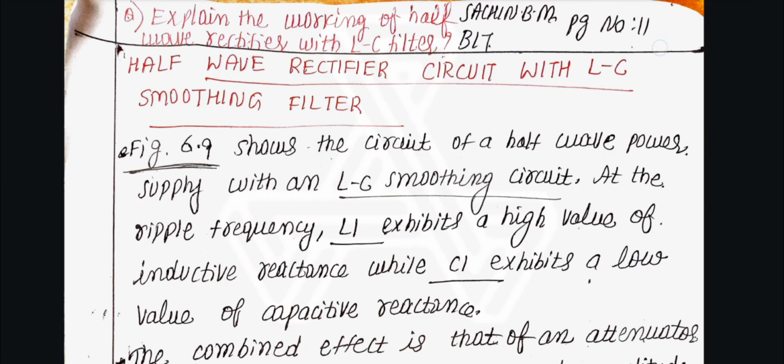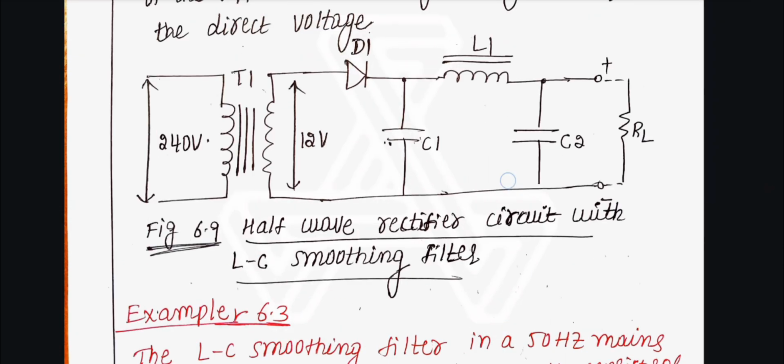Next, explain the working of half-wave rectifier with LC filter. The figure shows the circuit of half-wave power supply with an LC smoothing circuit. At the ripple frequency, L1 exhibits a high value of inductive reactance, while C1 exhibits a low value of capacitive reactance. The combined effect is that of an attenuator, which greatly reduces the amplitude of the ripple while having a negligible effect on the direct voltage. Half-wave rectifier circuit with LC smoothing filter. Here there is T1 and D1, capacitor C1, L1, and again capacitor C1, RL.